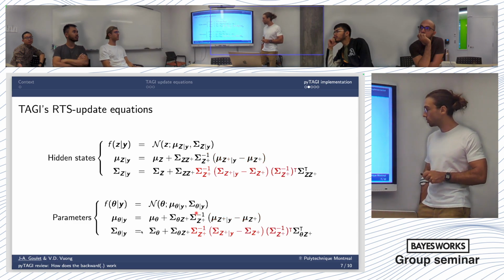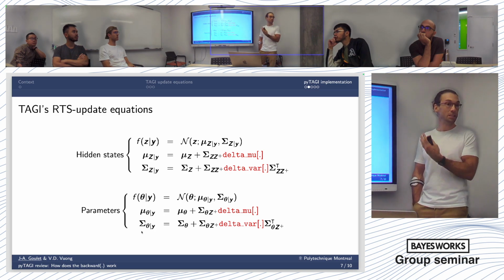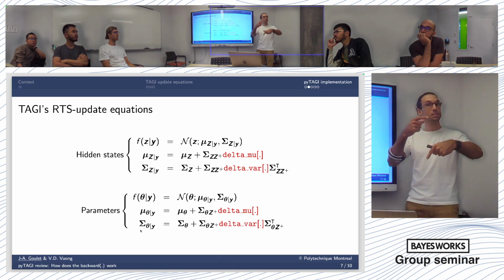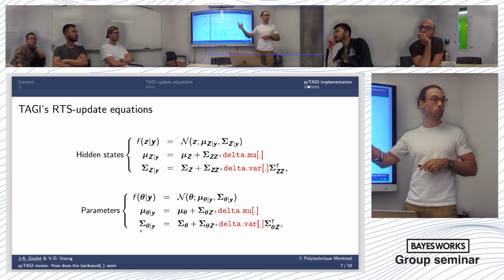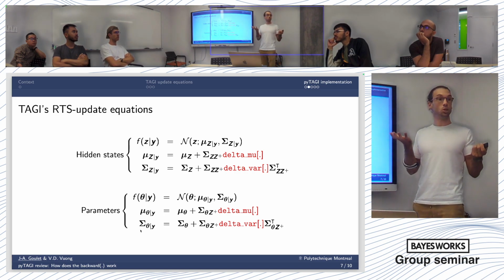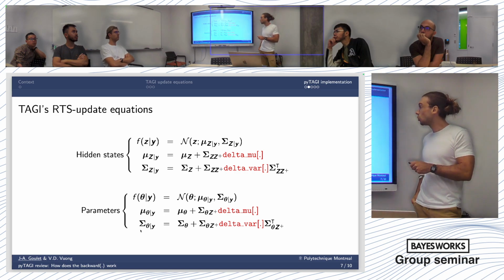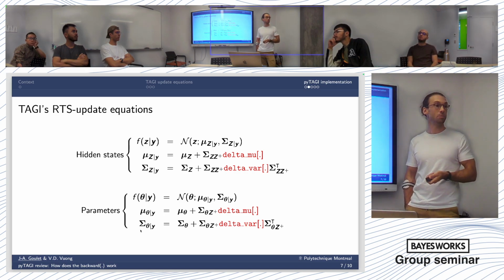We have a parameter here for the variance. So we're going to have a delta var, delta var. And these are the same for both the parameter and the hidden states. So in pyTAGI, these quantities are directly the delta mu and delta var that are passed along from layer to layer in the backward step that we do in a recursive way. And then the only thing we need to compute to make an update for a specific layer is what is going to be those covariances, sigma z plus and sigma theta z plus. Because the delta mu, delta var are always the same thing.